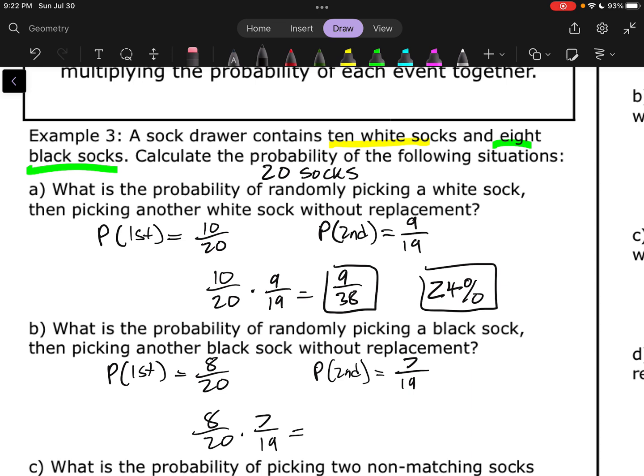So 8 out of 18 times 7 out of 17. As a simplified fraction, I am getting 28 out of 153. And as a percentage, I'm getting about 18%.